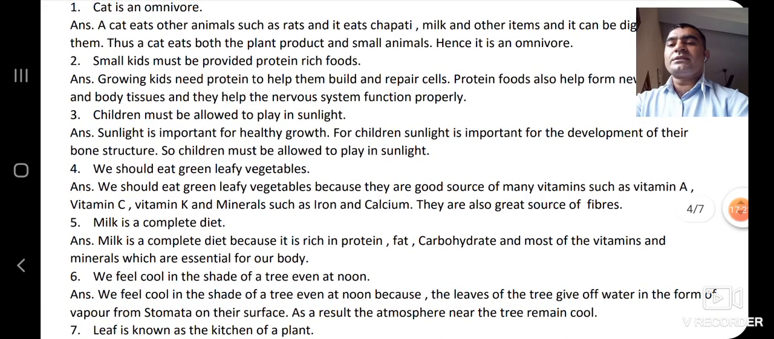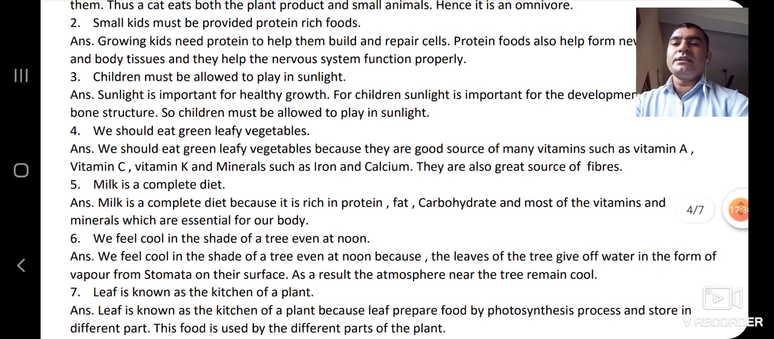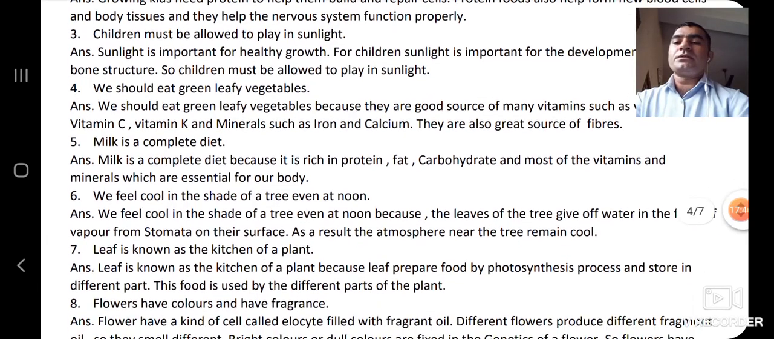Now, leaf is known as the kitchen of a plant. See, in our kitchen we prepare our food, in the same way in a plant, in the leaf, food is prepared. So we can say leaf is known as the kitchen of a plant. Leaf is known as the kitchen of a plant because the leaf prepares food by the photosynthesis process and stores it in different parts. This food is used by the different parts of the plant.